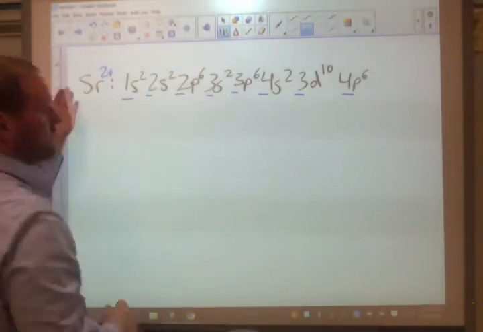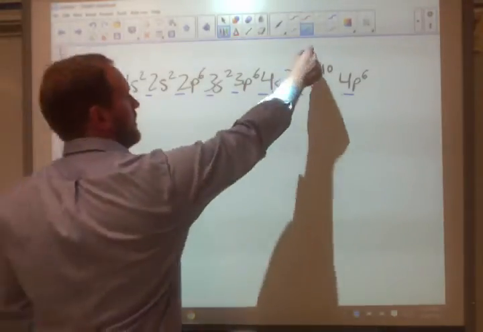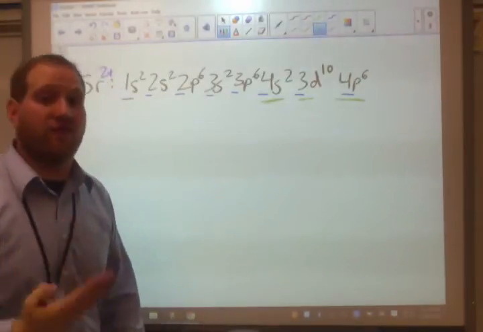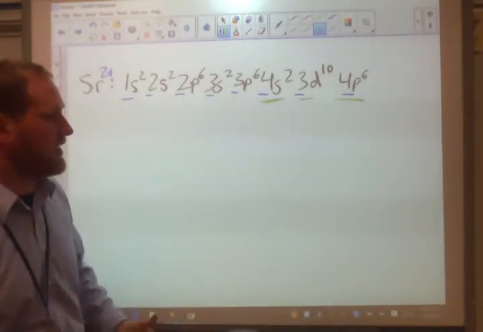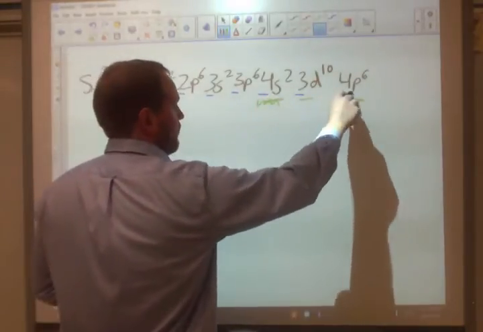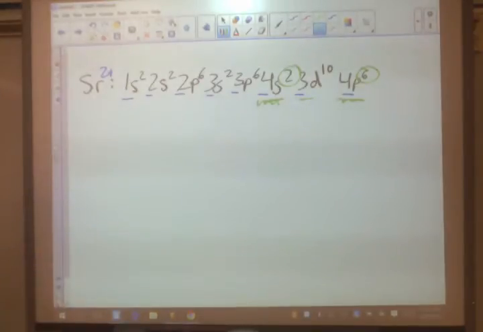And this is your ion configuration. And you'll notice, whenever you make an ion configuration, it should resemble a noble gas configuration. In this case, it looks like krypton, because it ends with 4s2, 3d10, 4p6. And if you look at the valence electrons, which are always your outermost energy level electrons, here's 4, here's 4. If you add it up, 2 and 6 is 8. That's what they always go for.